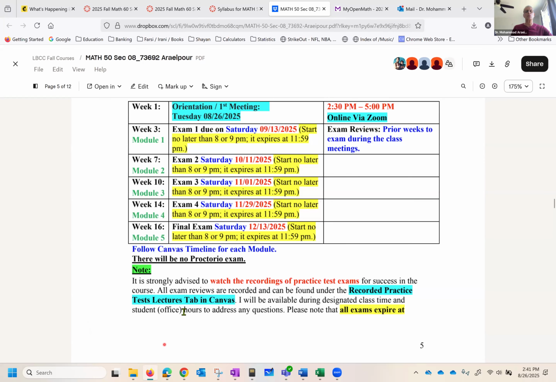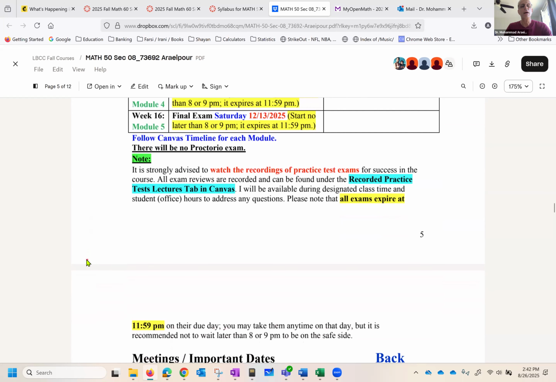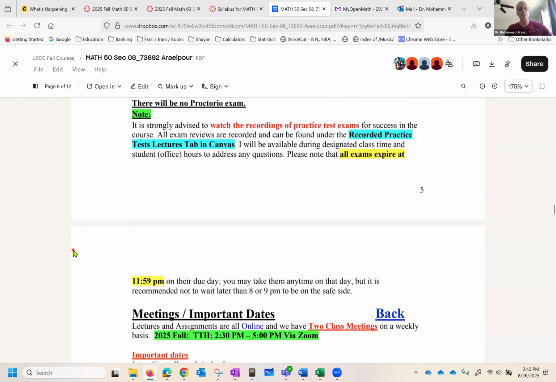For example, it's due on Saturday at 11:59 p.m. If you start at 11 p.m., you have only 59 minutes. So that's not a good idea. There will be no Proctorio. I believe we are all adults. We are here to learn.